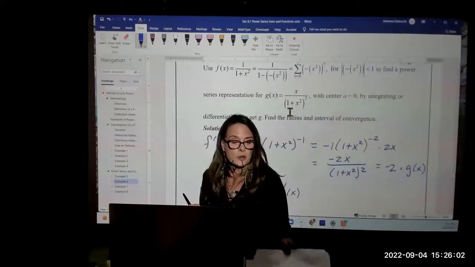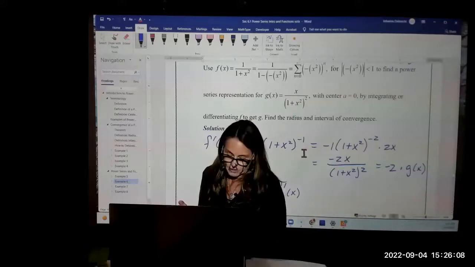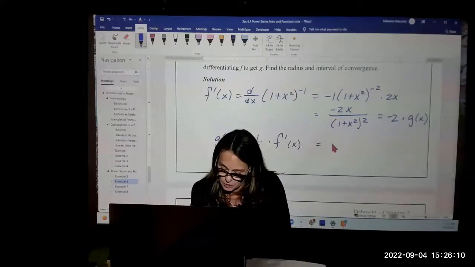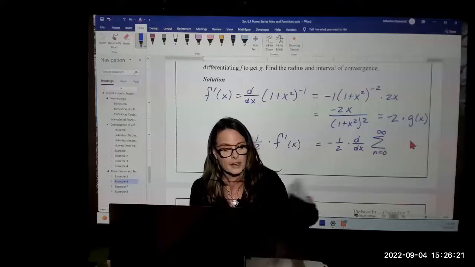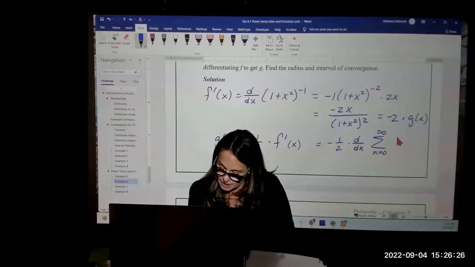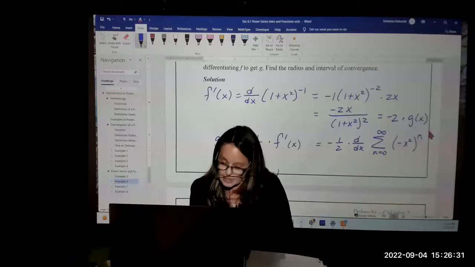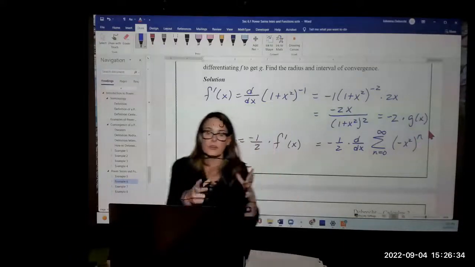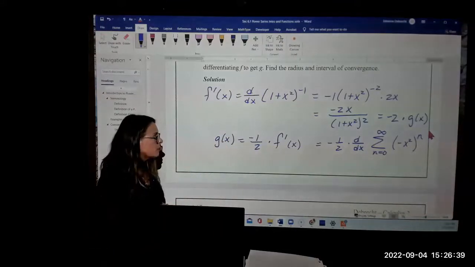So then what I want to do is write the power series representation with the derivative. So this is going to be equal to negative 1/2 times the derivative with respect to x of the power series representation for f, which was the sum from 0 to infinity of negative x squared to the n. And again, that applies for the quantity negative x squared less than 1, which is going to come out to be between negative 1 and 1.